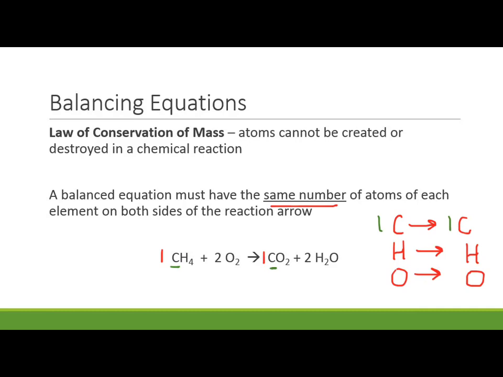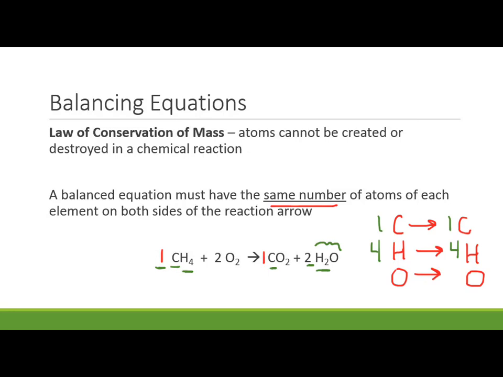Now let's look at the hydrogen. Here I have 4 hydrogens, and notice that I just have 1 molecule of this, so I have a grand total of 4 hydrogens on the left hand side. Over here, it looks like I only have 2, but remember the coefficient of 2. That means I have 2 water molecules, so 2 times 2 hydrogens is a grand total of 4 hydrogens on the right hand side of this reaction arrow.